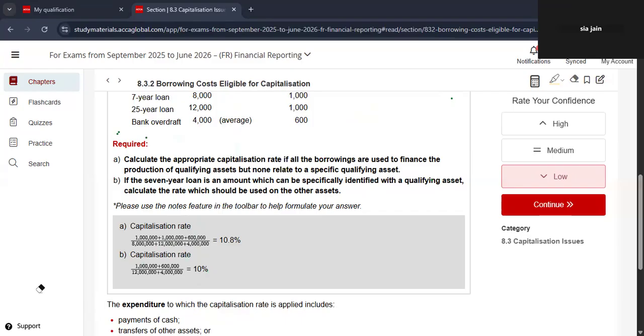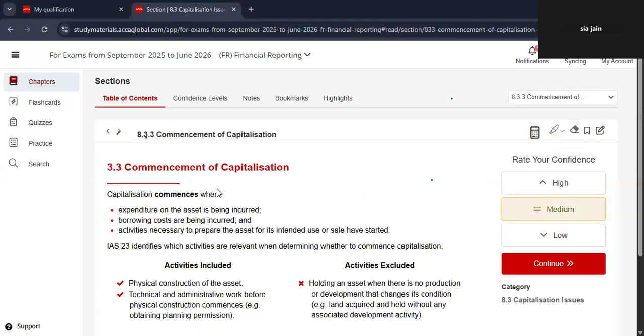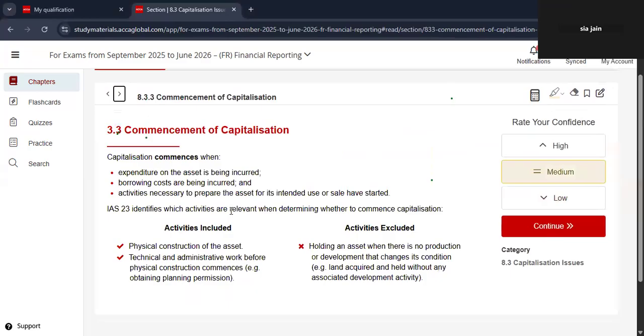So let's move forward. Now, when do we commence capitalizing our interest expenses as an asset? Capitalization commences when expenditure on the asset is being incurred, borrowing costs are being incurred, and activities necessary to prepare the asset for its intended use or sale have started. IAS 23 identifies which activities are relevant when determining whether to commence capitalization. Activities include physical construction of the asset, technical and administrative work before physical construction commences, and activities excluded, holding an asset when there is no production or development that changes its condition.